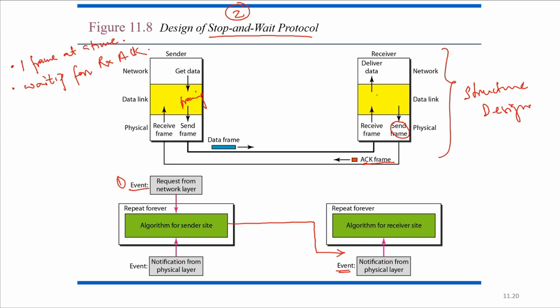After sending to the receiver side network layer, it will send an acknowledgement. That acknowledgement will be received at the physical layer, which will provide a notification. That will be the second event here. This is only the first event at the receiver side. At the sender side, two events will take place: the notification from the physical layer, which is then given to the data link layer. Then the data link layer will be ready to accept the next request from the network layer. So this is the basic idea about the stop and wait protocol.